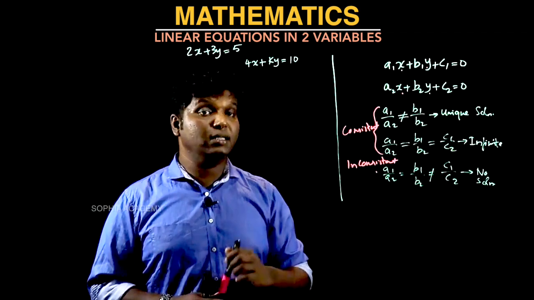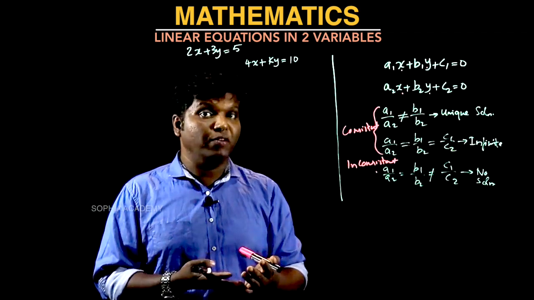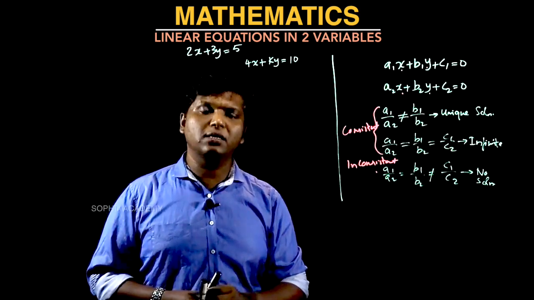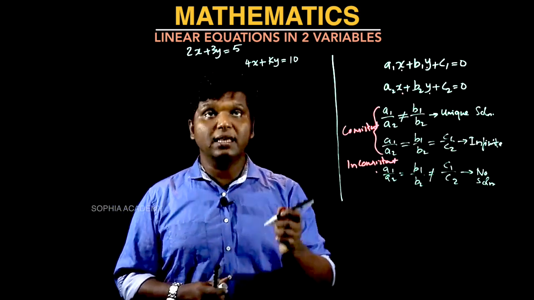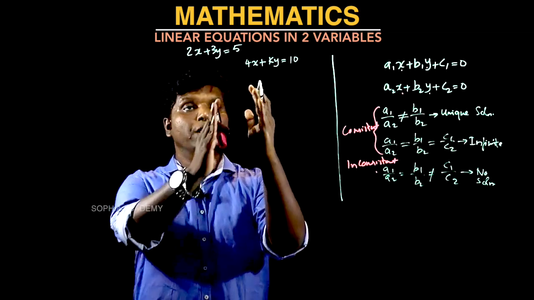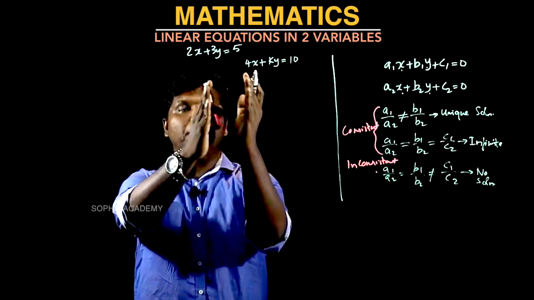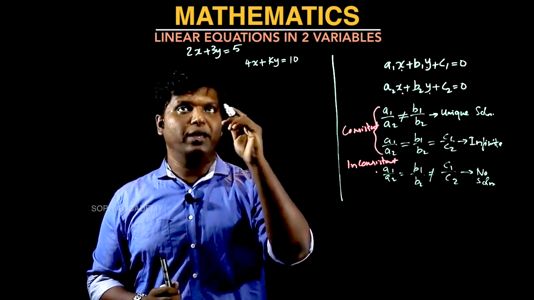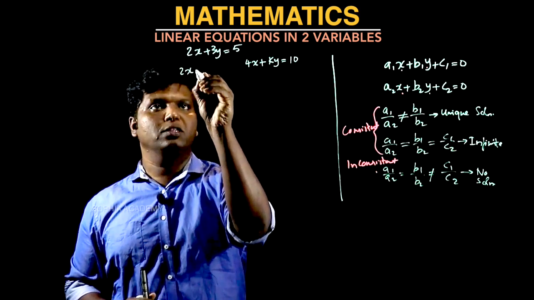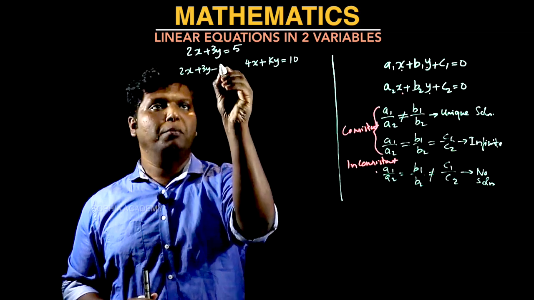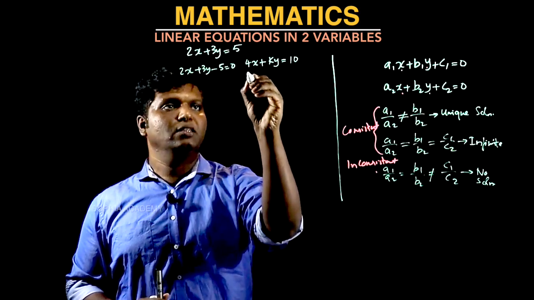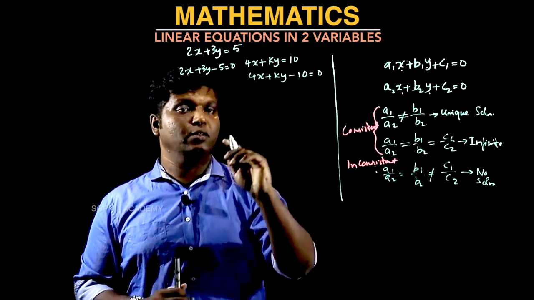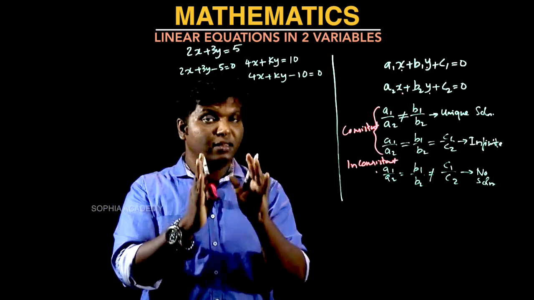See, here I told you what the general form of a linear equation is. The right side should be 0. Tell me, is the right side 0 here? No. So first of all, you bring this equation to the general form. What you have to do is take the number and put it on the LHS part, so that the RHS automatically becomes 0. So it will become 2x plus 3y minus 5 is equal to 0, and here 4x plus ky minus 10 is equal to 0. Now these two equations are in the general form.